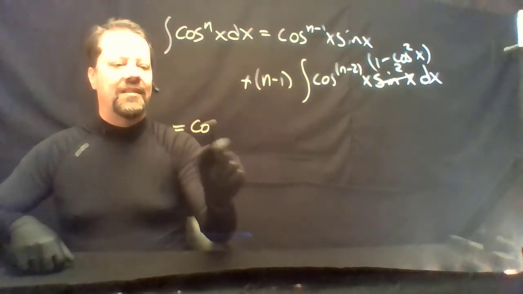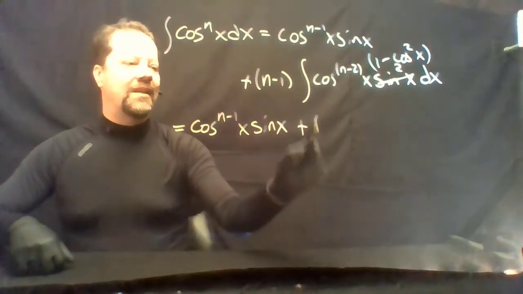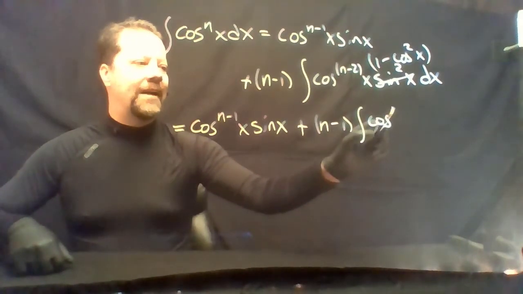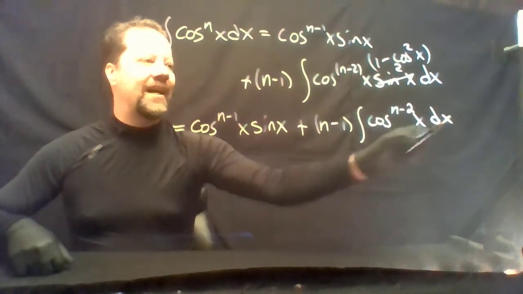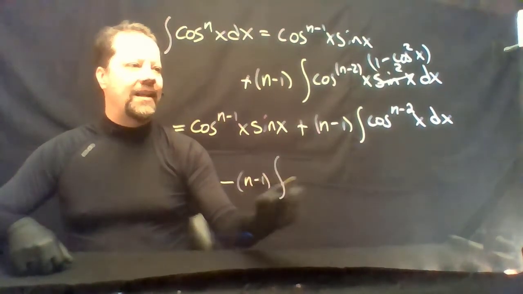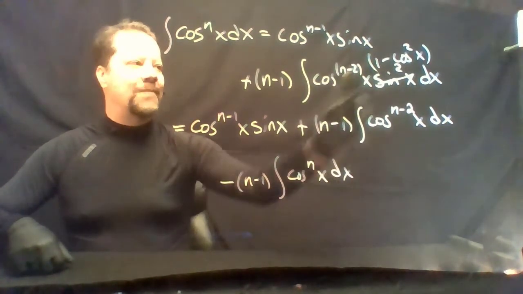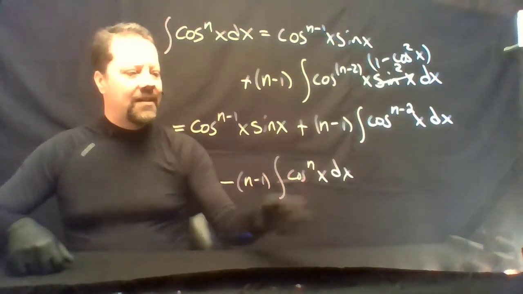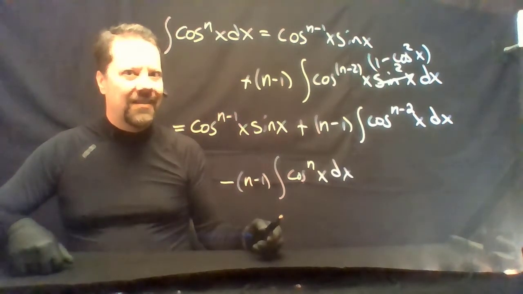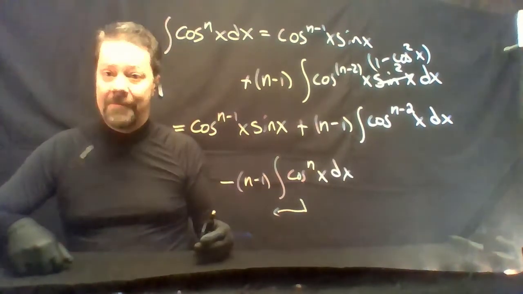We'll convert the sine squared into 1 minus cosine squared and then distribute. We'll have cosine to the n minus 1 x sine x plus n minus 1 times the integral of cosine to the power n minus 2 x dx. And when we distribute, we'll get minus n minus 1 times the integral of cosine to the n x dx, because we add the exponents. Isn't this what we started with? We've seen this trick before. You have to sling this one term to the other side and join it with the other side.